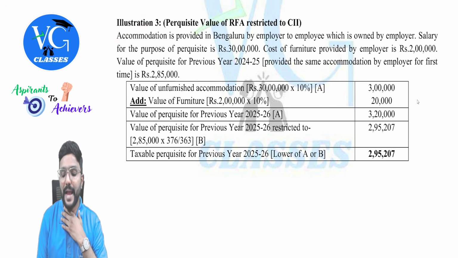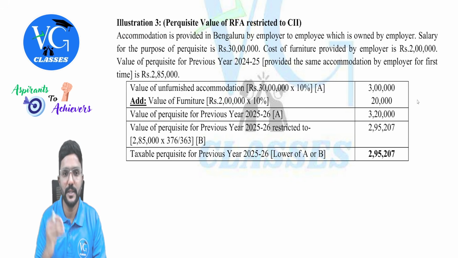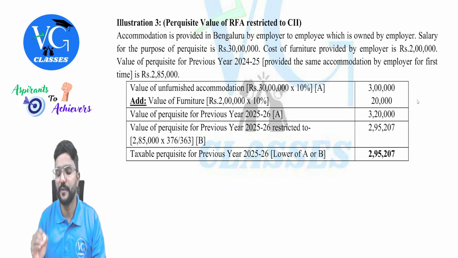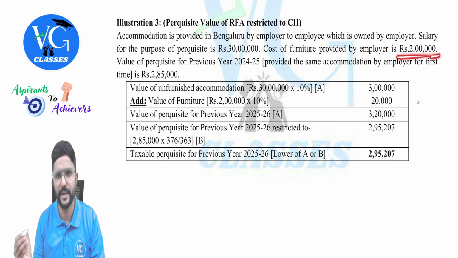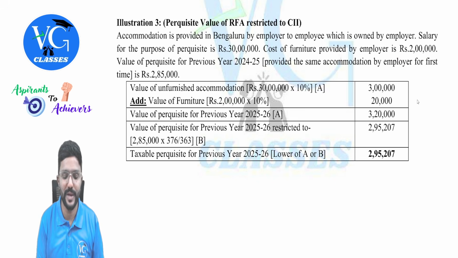Next, last one. Sir, what if the accommodation is furnished? Accommodation is provided in Bangalore. Again, the population is more than 40 lakh. By employer to employee, which is owned by employer. Salary for this purpose is 30 lakh. Cost of furniture provided by employer is 2 lakh. 10% of that we need to take. Value of perquisite for previous year 24-25, that is last year, provided the same accommodation by employer for the first time is 2 lakh 85.